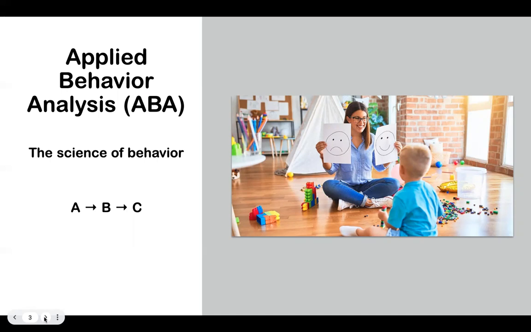An example of an A-B-C sequence may be that the A is a parent asks their child to clean up their toys, the B is the child throws their toys at the wall, and the C is that the parent begins to yell at the child. We use this ABC sequence to better understand why a behavior occurs so that we can develop programming to prevent challenging behavior and promote desired behavior.